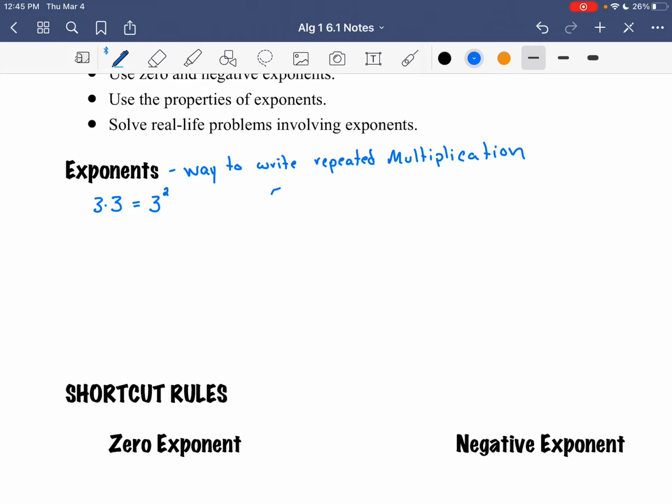So if I had 5 times 5 times 5, here I'm multiplying 5. This is what we call the base. That is the number being multiplied. And then I would put a 3. This number here is what we call the exponent, and that tells us the number of times we multiply it.